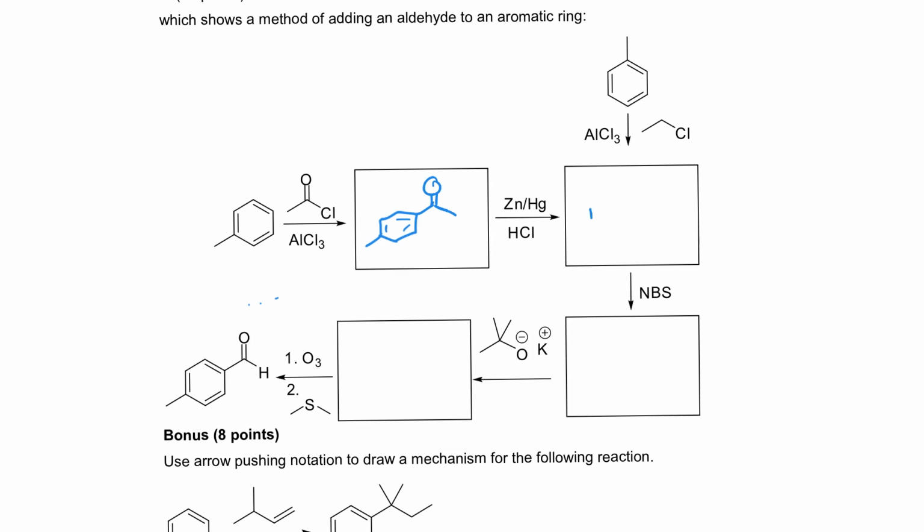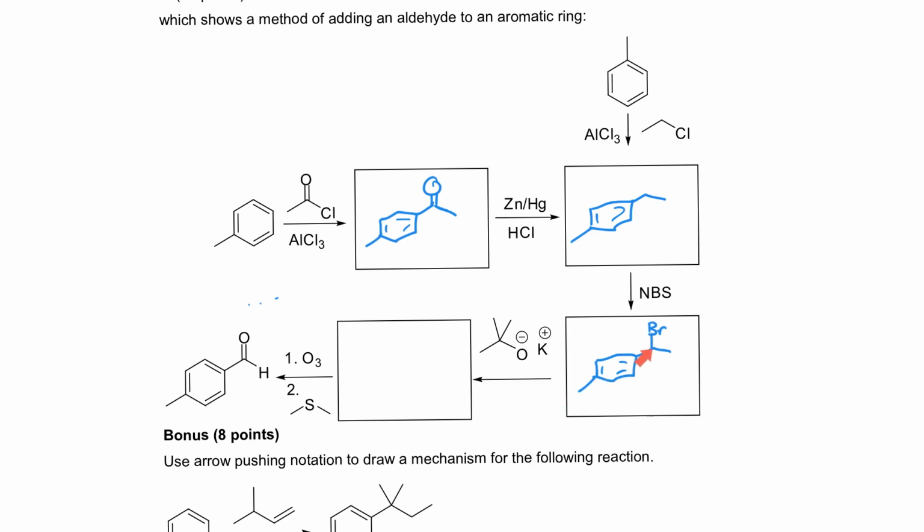Zinc, mercury, and HCl is the Clemmensen reduction. We make ethyl methyl benzene, and let's just confirm that these reagents up here will also give us ethyl methyl benzene, and I think that's probably true, so we're on the right track. Then NBS is going to brominate, and we will brominate at the position that's most stable to a radical, and that's going to be the secondary benzylic position, not the methyl benzylic position.